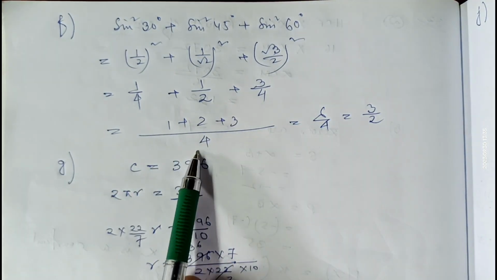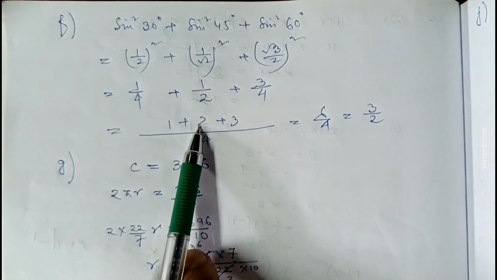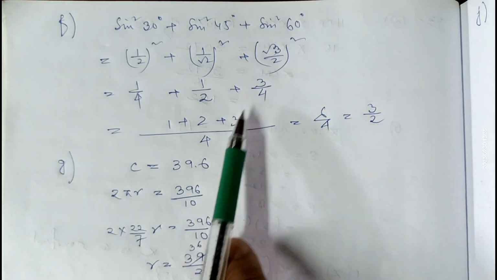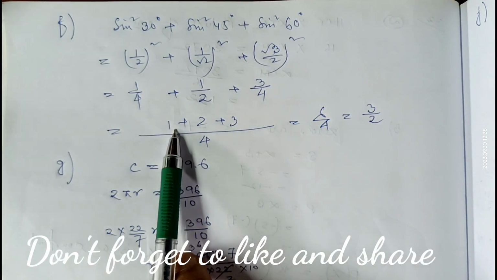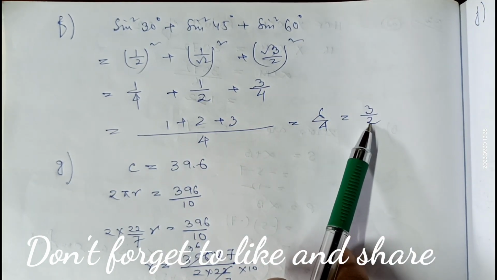Here LCM will be 4. 4 by 4, 1, 1 times 1, plus 4 by 2, 2, 2 times 1 is 2, plus 4 by 4, 1, 3 times 1 is 3. So 1 plus 2 plus 3 is 6, 6 by 4, cancel by 2, it will be 3 by 2. So the required value is 3 by 2.